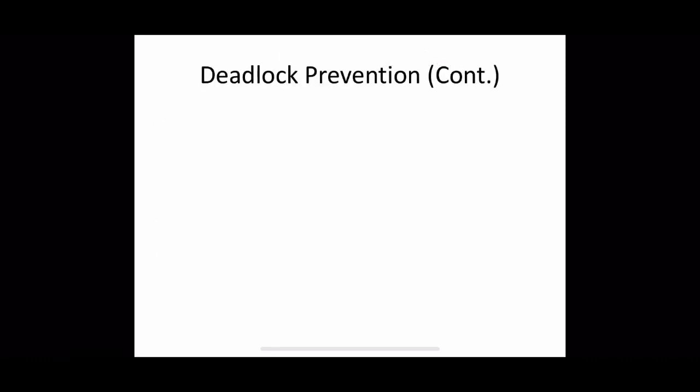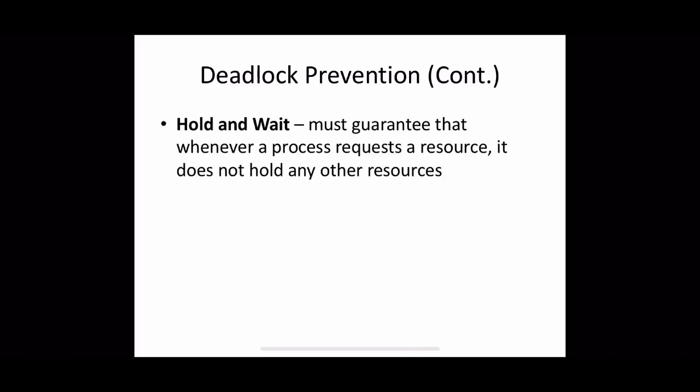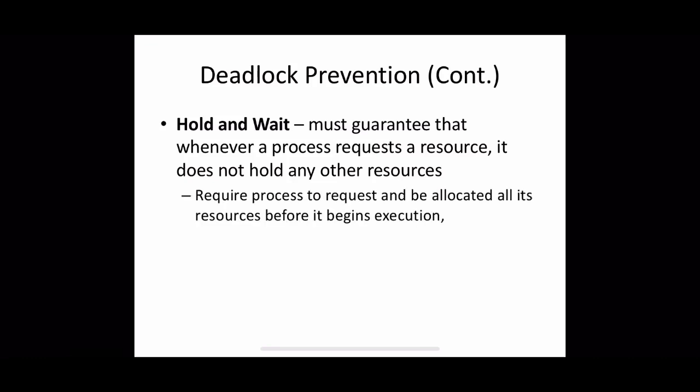So let us go for the second condition. We have to violate the second condition, that is hold and wait. What do we mean by hold and wait? There should be some processes which are waiting for some resources while holding some other resources in hand. If we want to violate this condition, we must guarantee that whenever a process requests a resource, it does not hold any other resource. How will you implement this? Different protocols are there. We can see them one by one.